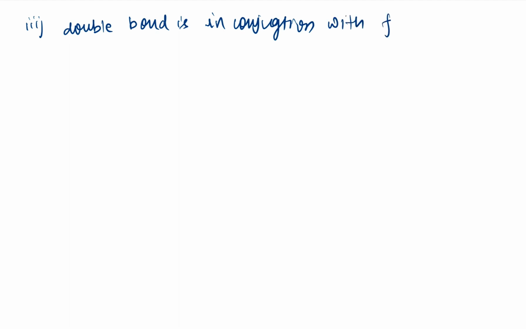So now here we're going to talk about case number 3 of conjugation, where the double bond is in conjugation with a free radical. In that particular case, the double bond is in conjugation with the free radical, and the free radical is in the p orbital. It has to be unhybridized because it is in conjugation. The conjugated electrons are delocalized, so they can't be present in a hybridized orbital. They should be present in a pure p orbital.